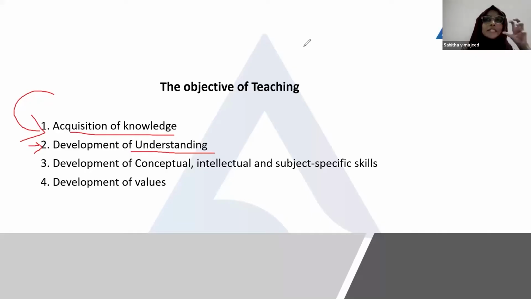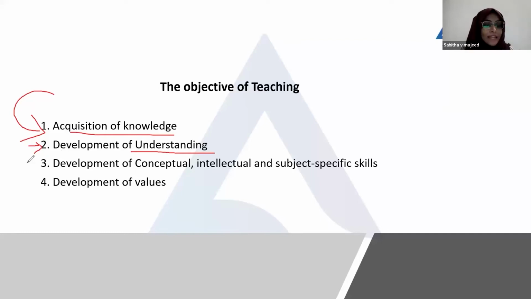Okay. Teaching is not merely giving information to students. Rather than giving information, teaching focuses on making sure the student understands the concept. The student must get a clear understanding and a clear meaning about the topic. That is what development of understanding means. So rather than just giving information, the teacher makes sure that the student understands the information. That is what development of understanding means.